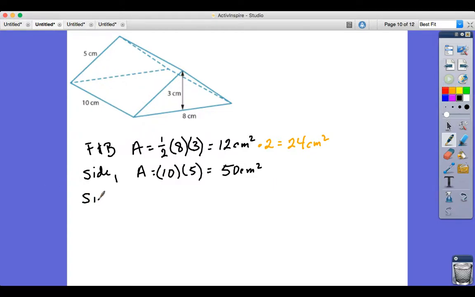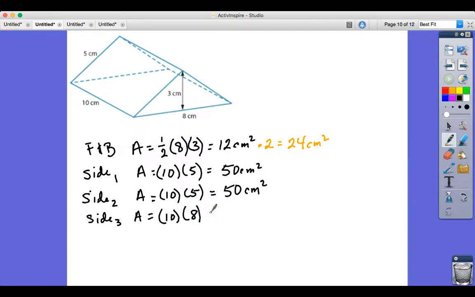because we have 3 sides that we have to consider separately. Now, side 2 is here. It happens to be the same, but that's just because of luck. That doesn't always happen that way. In fact, quite often, you'll have 3 different sides when you're dealing with a triangular prism. Okay, so here, 10 times 5 is another 50 centimeters squared. And then what we would consider the bottom, so side 3, the base is still 10. And this time the other dimension is 8. So this would be 80 centimeters squared.